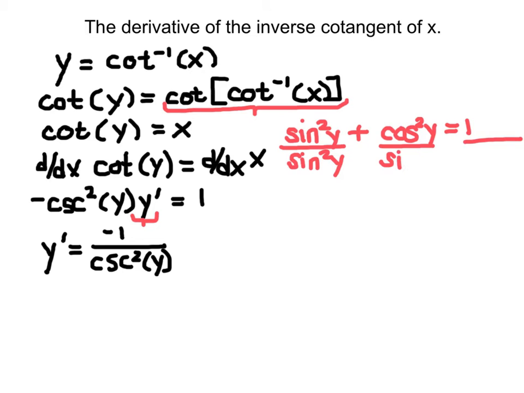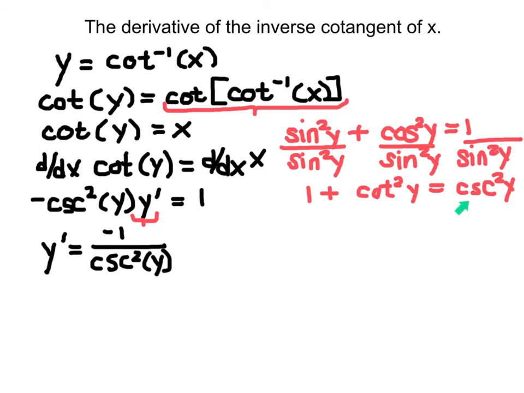And that's going to give us our cotangent and our cosecant. So we end up with 1 plus the cosine over the sine is the cotangent. Cotangent squared y is equal to the cosecant squared y. And there we have it. We've got what the cosecant squared y is equal to. It's equal to 1 plus the cotangent squared y.